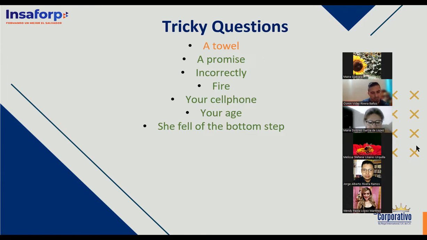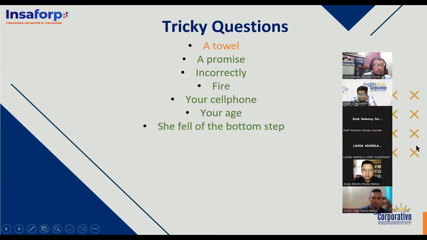Jorge, any idea on this question? No, teacher, I don't have idea. All right, so it's a tricky one. It's understandable. How about you, Luis Eduardo? What ideas do you guys have in your team? Time. Okay, time. If you have it, you want to share it. Once you share it, you don't have it. What is it? Si lo tenemos, lo queremos compartir. Una vez que lo compartimos, ya no lo tenemos.